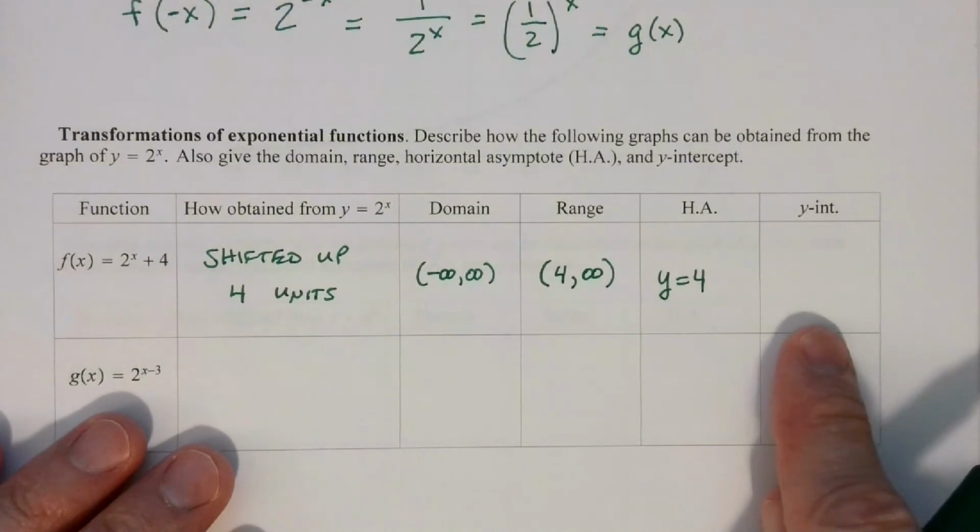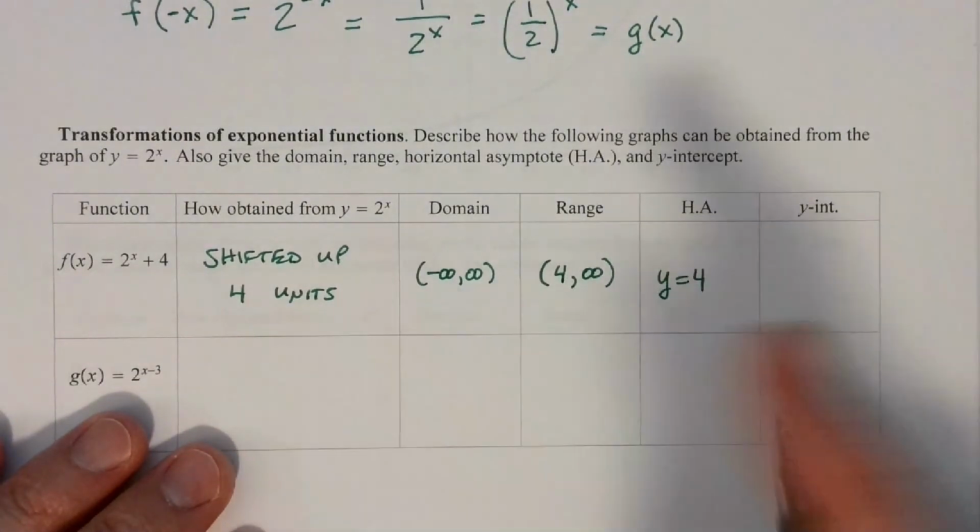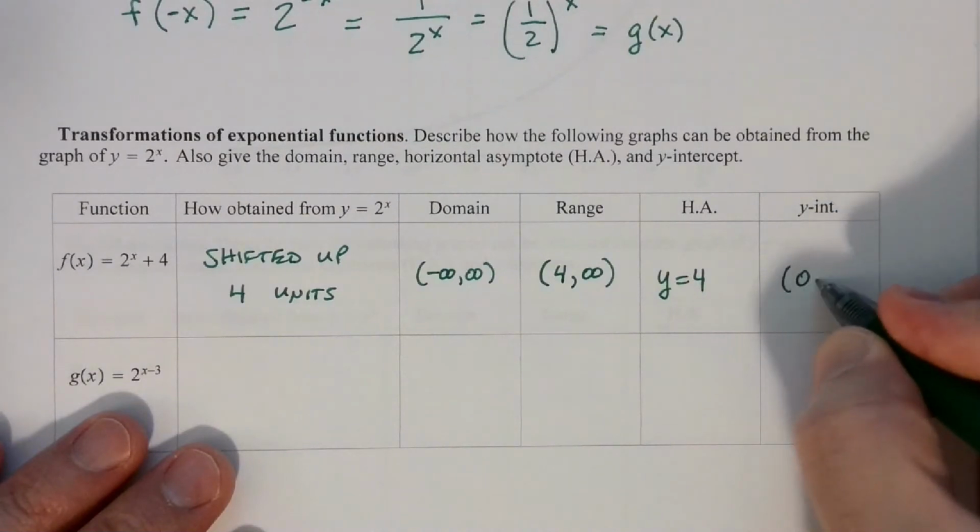And what about our y-intercept? Remember, it was 0, 1. We shift up 4 units, as we said, 0, 5.